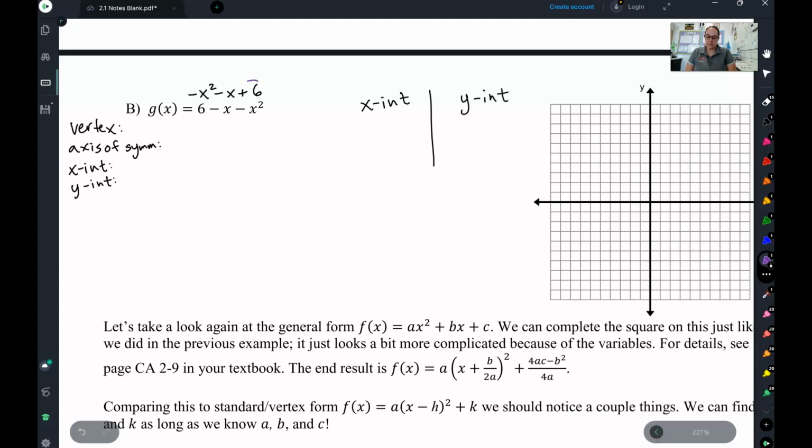Those x's become 0. So my y-intercept is just 6. 0, 6. 1, 2, 3, 4, 5. There we go. Right at 6. Now, for my x-intercepts, I need to set this whole thing equal to 0, and I need to factor.